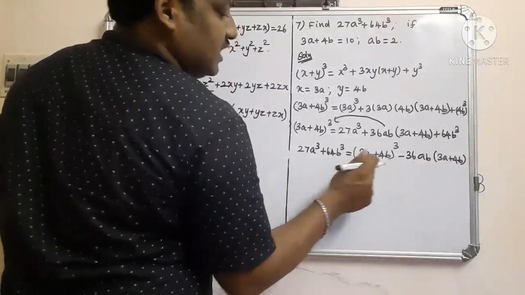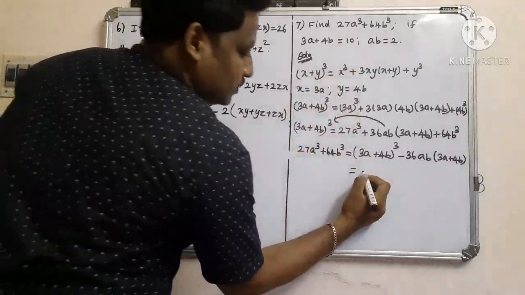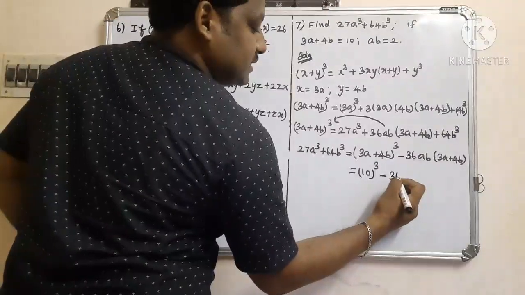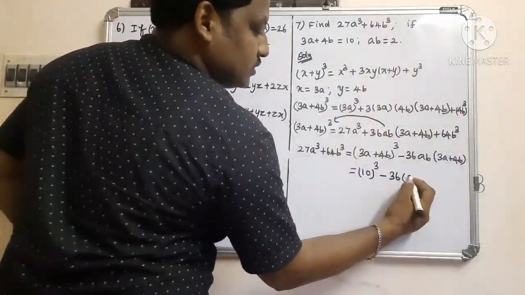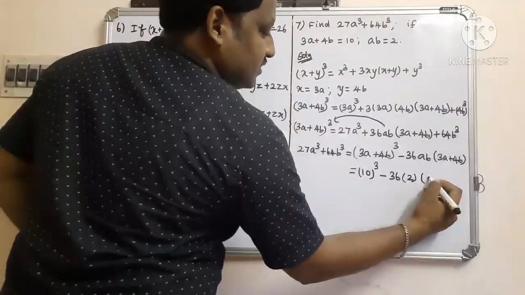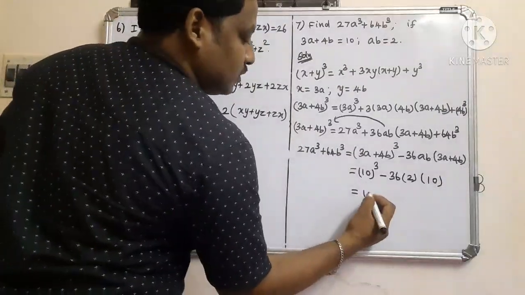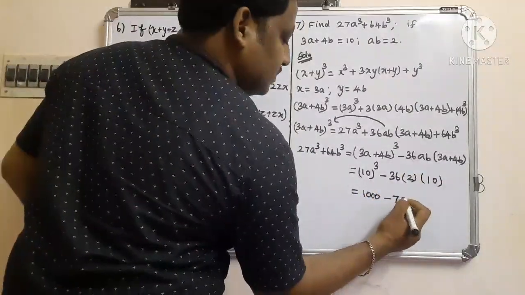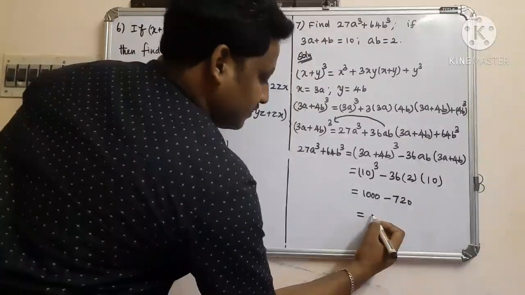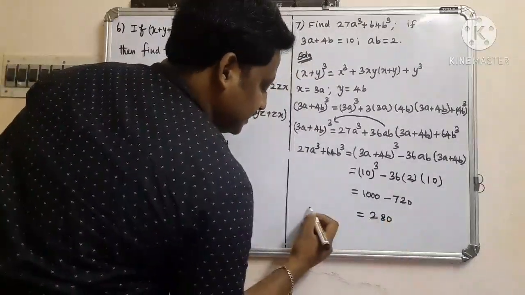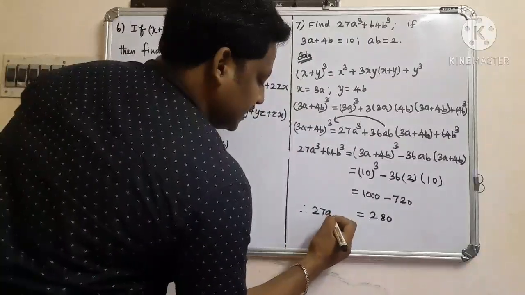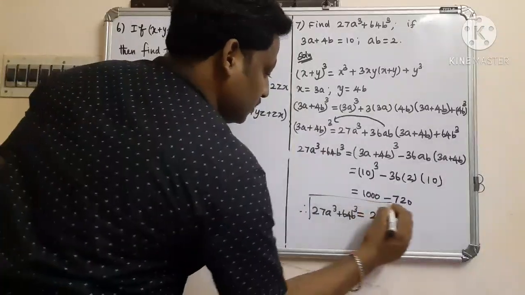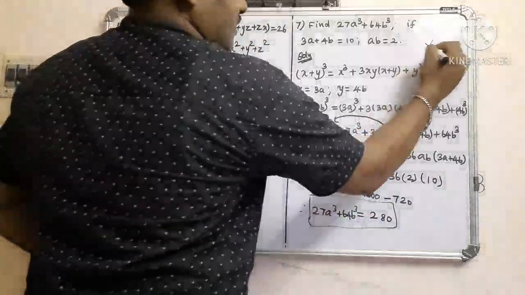So now substitute the values. 3a plus 4b value is given as 10, so 10 cube minus 36 into ab value, given as 2, into 3a plus 4b value, given as 10. So 10 cube is 1000, minus 36 into 2 is 72, 72 into 10 is 720. So 1000 minus 720 is equal to 280. Therefore 27a cube plus 64b cube value is equal to 280. This is an important 5-mark question.